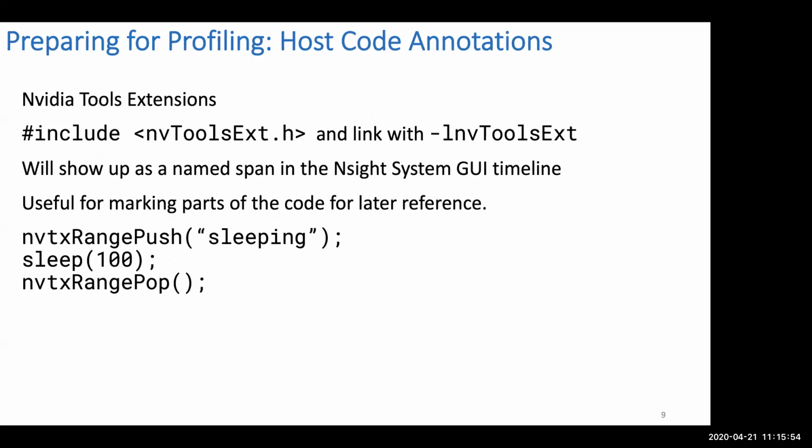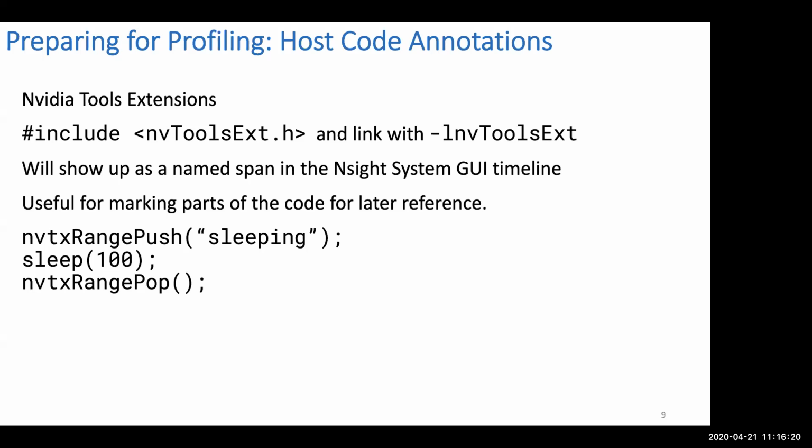So the second thing that we might want to think about doing is you can annotate your host code. I'll show what this looks like in the results later, but there's something called the NVIDIA Tools Extensions. It's a header and associated library that ships with the CUDA toolkit. And basically you can annotate parts of your host code, and those annotations will show up in the visual timeline of your code later.